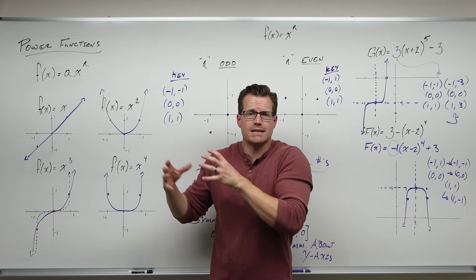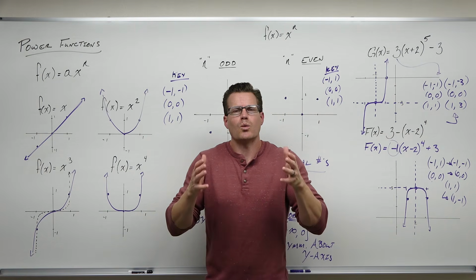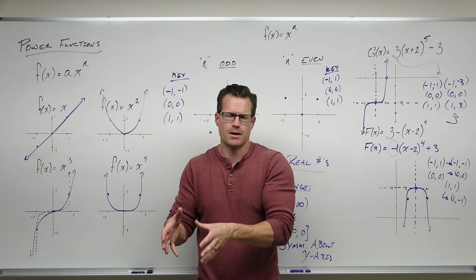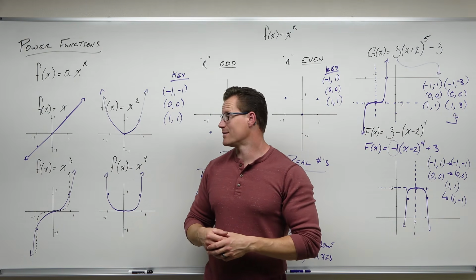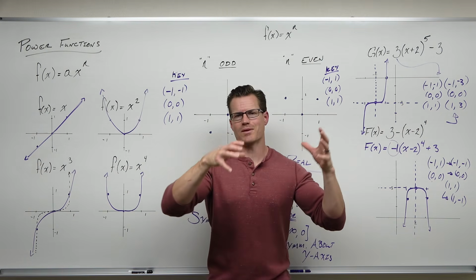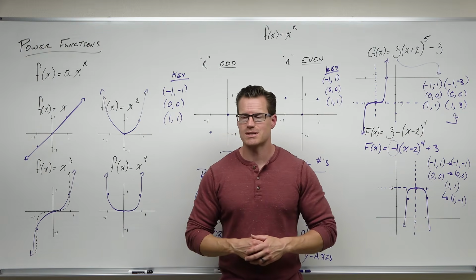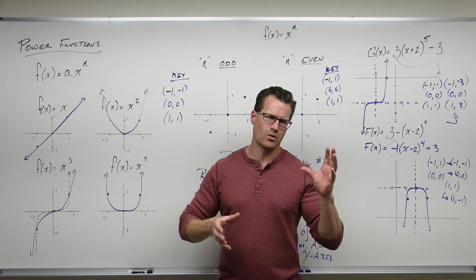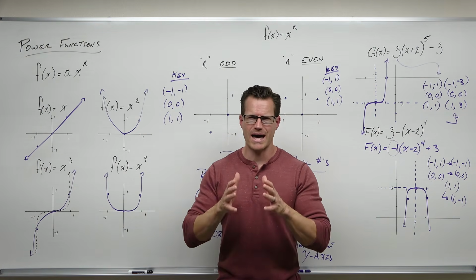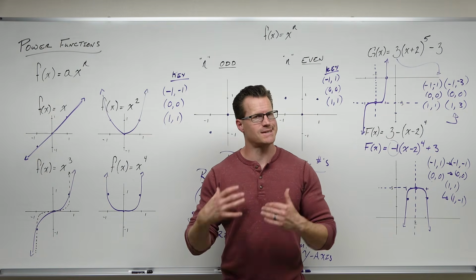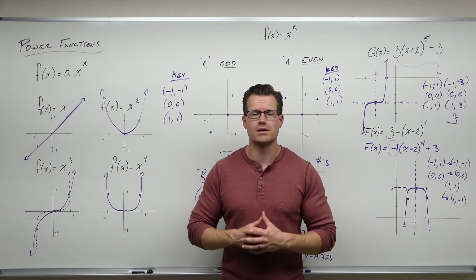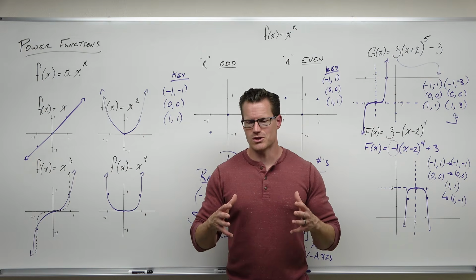That way we can use the ideas of a power function. Hey, there's symmetry. We're just moving the place of symmetry by transformations. Hey, there's key points. We're just moving where the key points are by transformations. And it's pretty cool. Odds are symmetric about the origin, evens are symmetric about the y-axis. So if we move those things, we still have that sort of symmetry, just somewhere else. So I hope it makes sense. I hope that you are still with me.